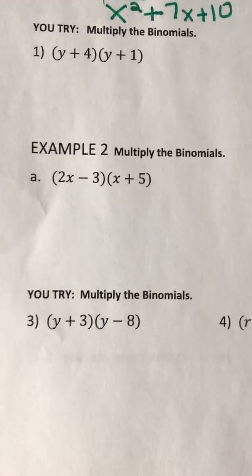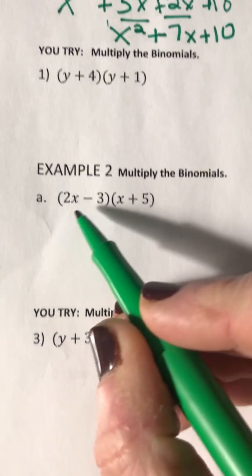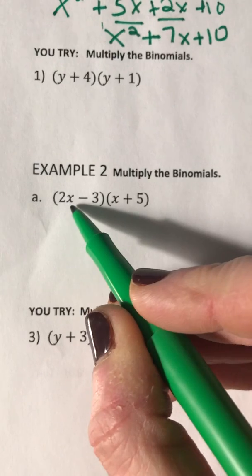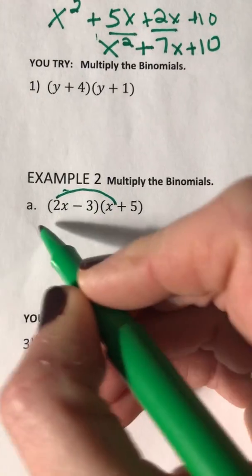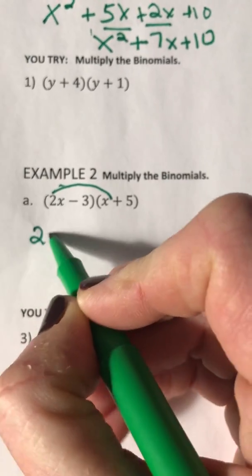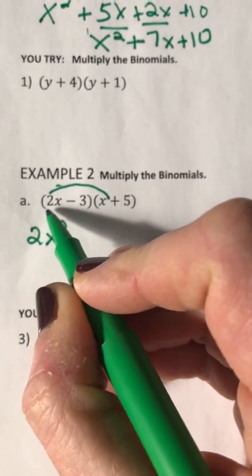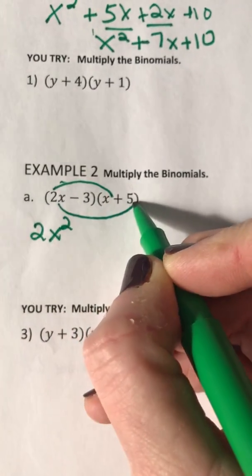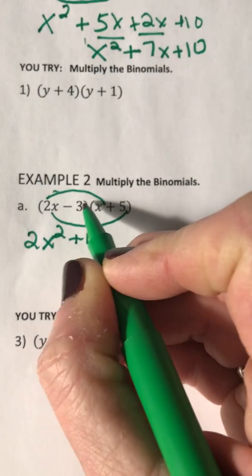In example 2, we can still use the FOIL method because it's a binomial times a binomial. We kind of separated this one because we have a 2x versus a plain x, but the theory is the same. 2x times x is 2x squared, and again we're using our chapter 6.1 skills. That's our first. Outside, 2x times 5 is plus 10x.